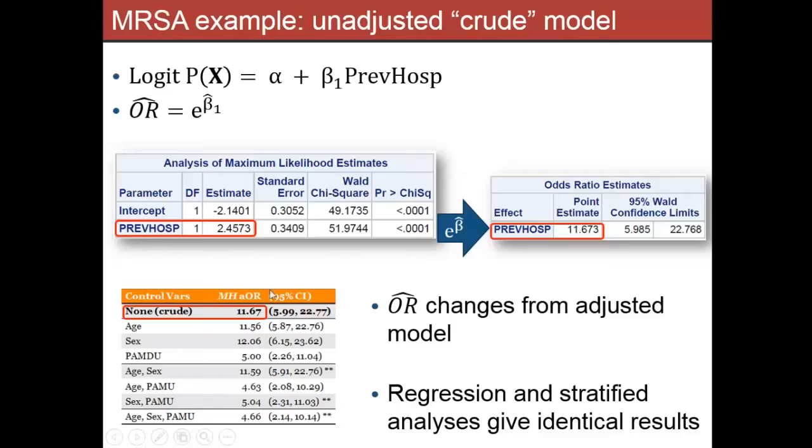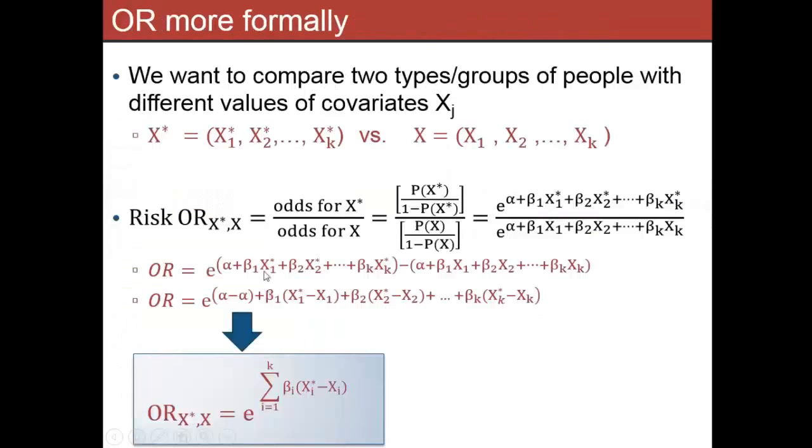And so we just demonstrated the odds ratio in this simplistic model where there's nothing fancy going on. We have a dichotomous exposure, previous hospitalization, and we have no interaction terms or product terms. But it can get more complicated.